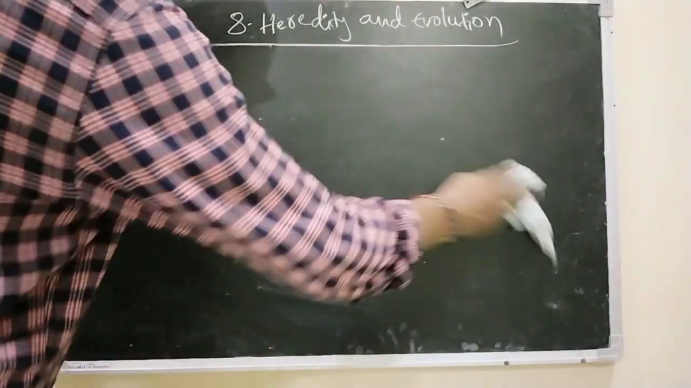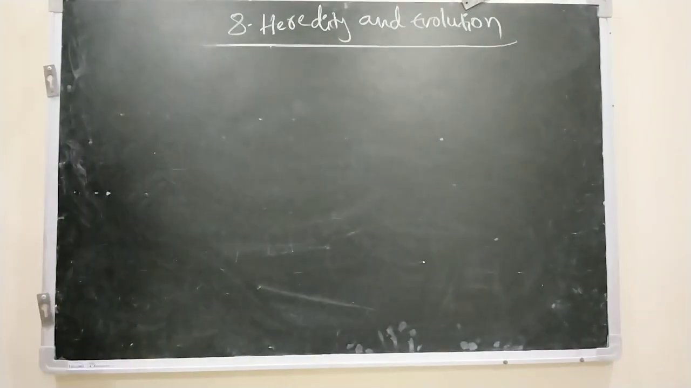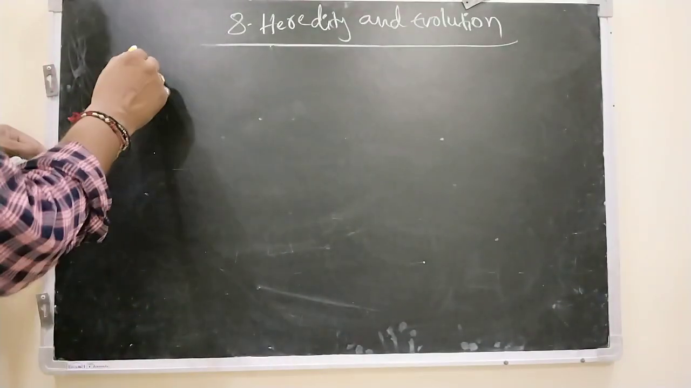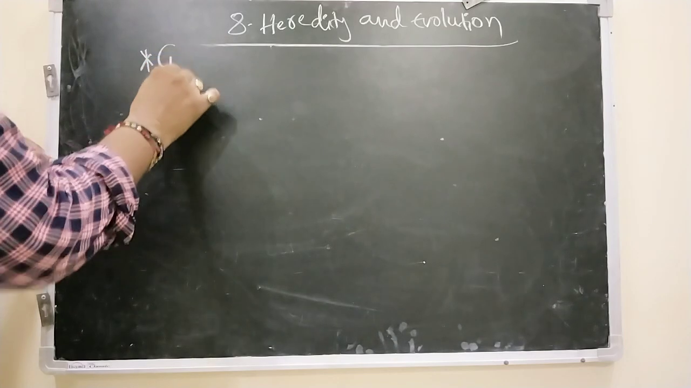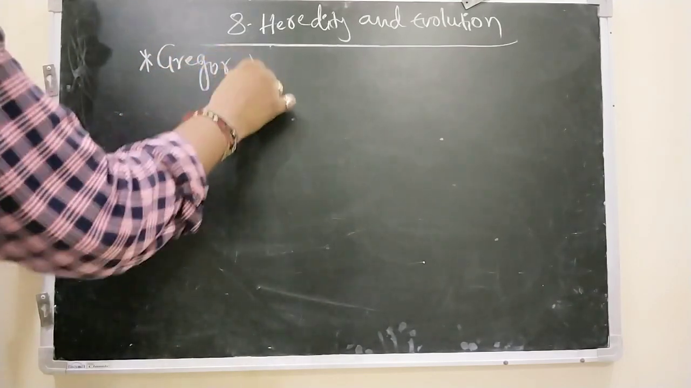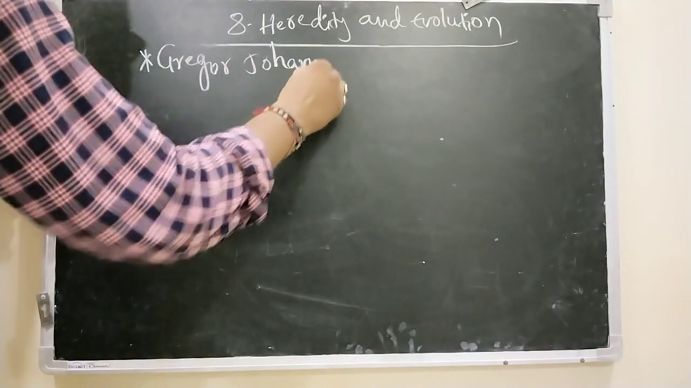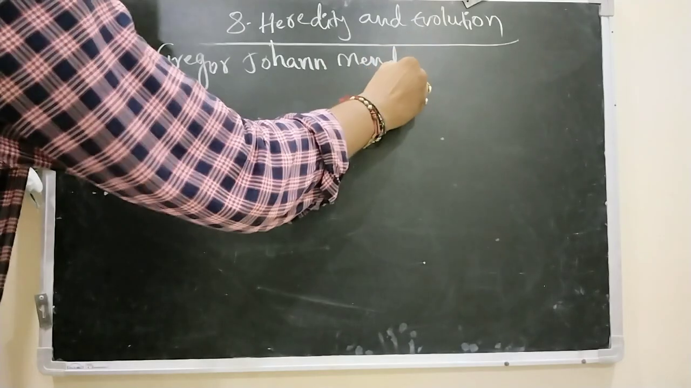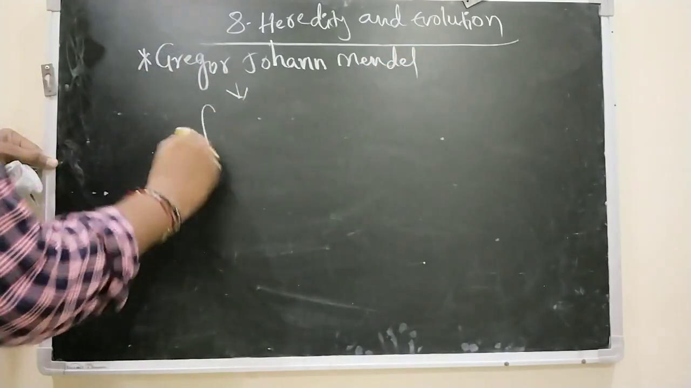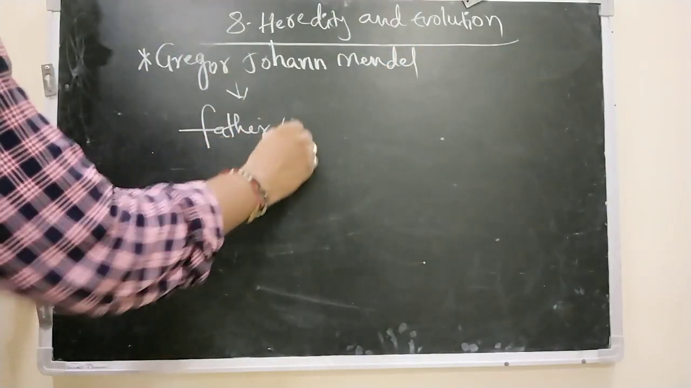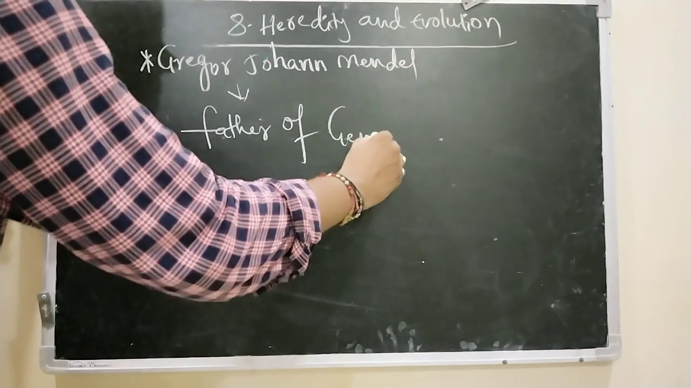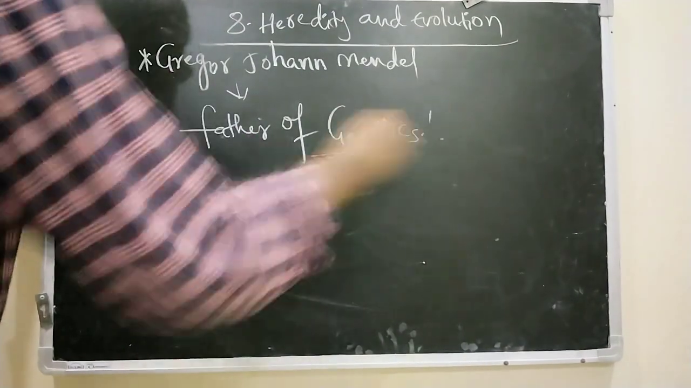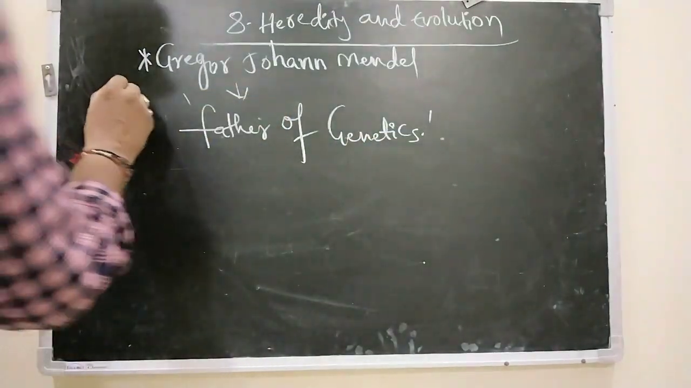naturalists tried and put forward their efforts. In this, the famous person is Gregor John Mendel. He is called the father of genetics. He is called as the father of genetics. Actually, he is a great person.